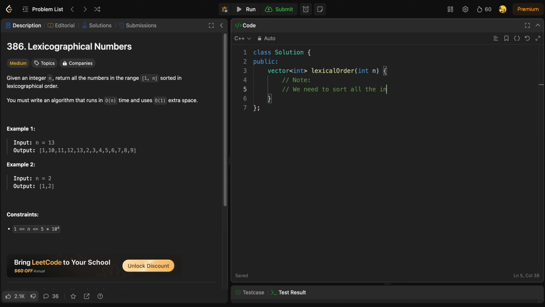We need to sort all the integers in lexicographical order, and we must write an algorithm that runs in O(n) time and uses O(1) extra space. So given this, first of all, let me try to explain what lexicographical order is.